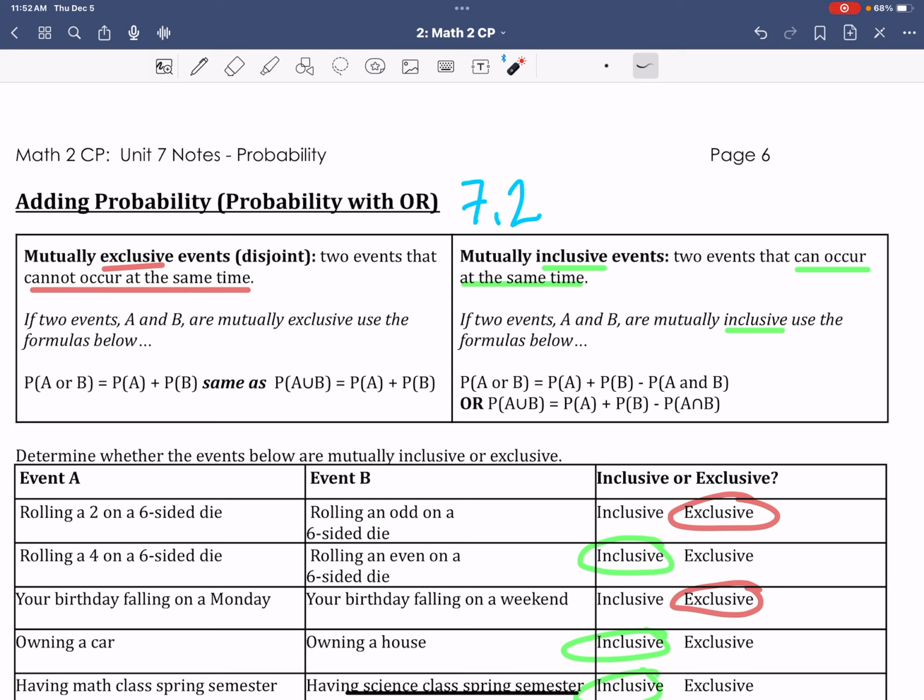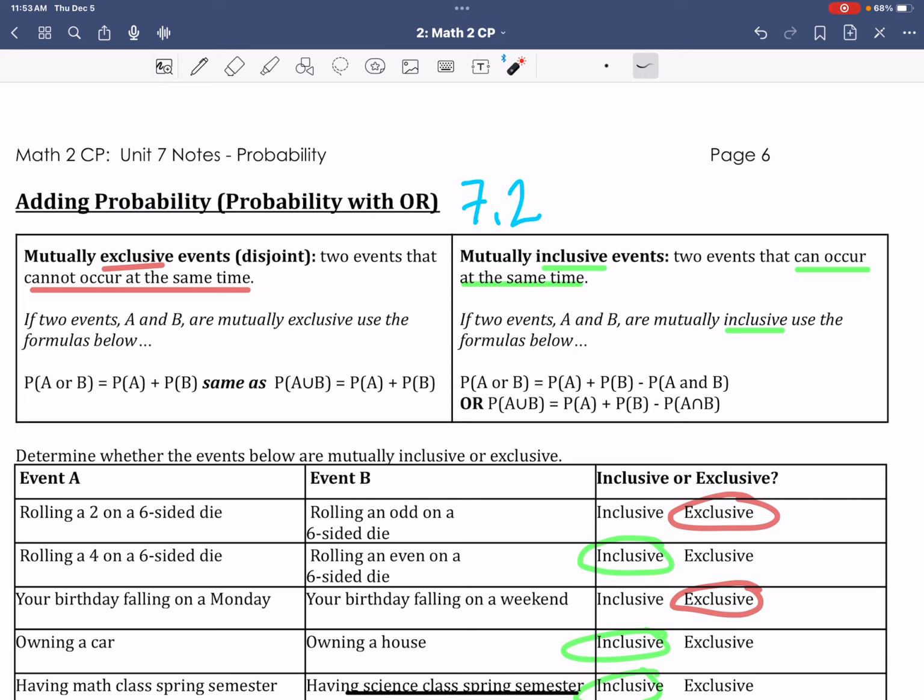So you will see it written as A or B. What you're going to do is add the probabilities together. You'll also see it written like this, with that symbol, which means the "or." So it still means you're going to add the probabilities together.